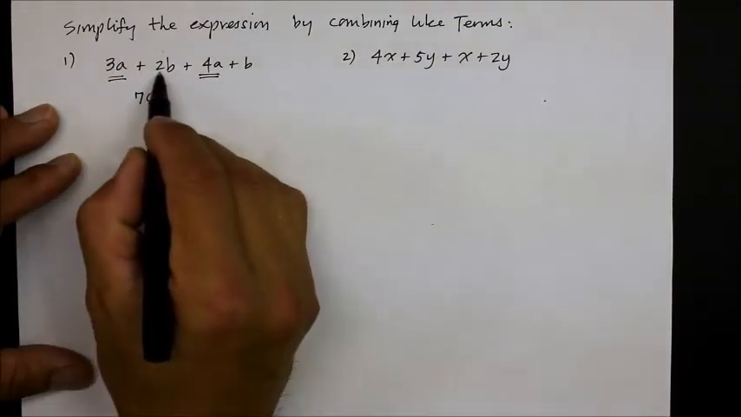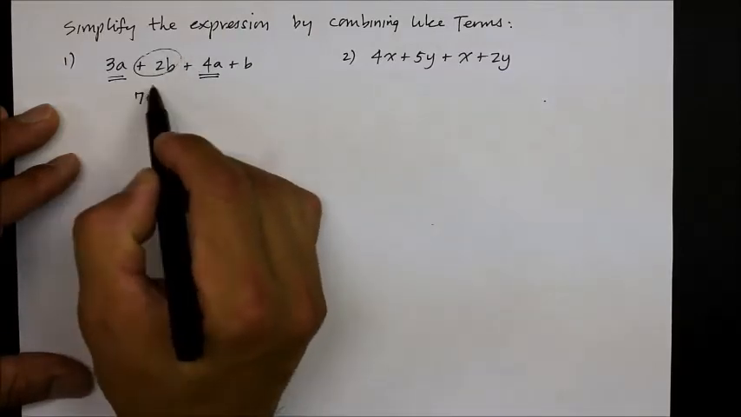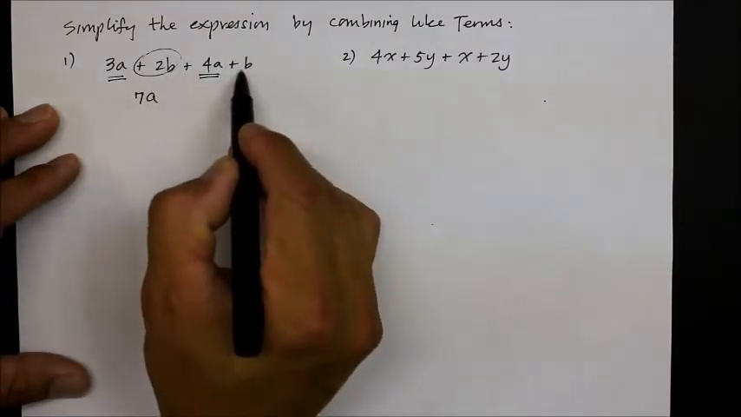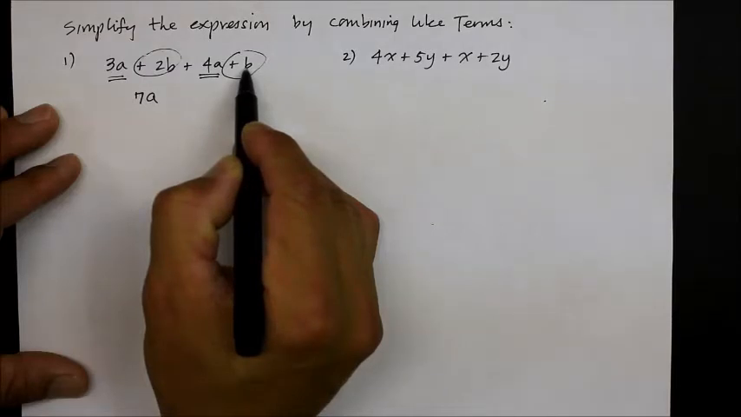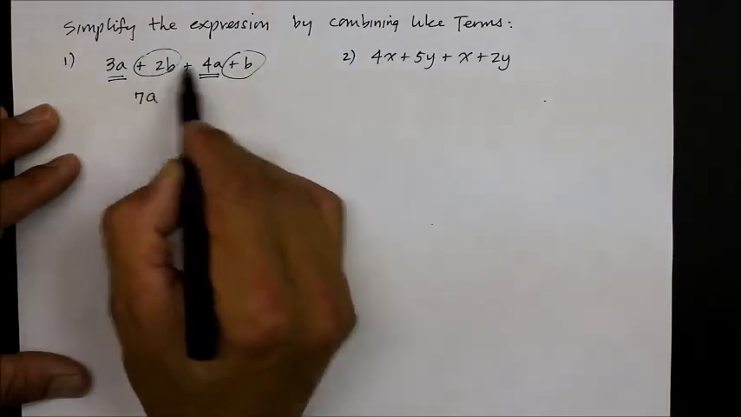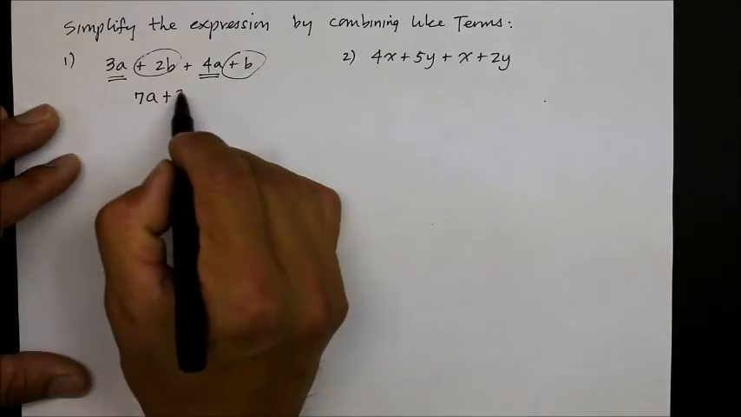And here we have 2 bananas combined with 1 banana. If there is no number in front of the variable, that just means there's just one b. So 2b plus 1b becomes 3b.